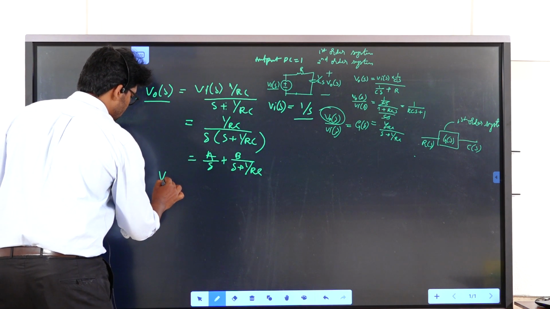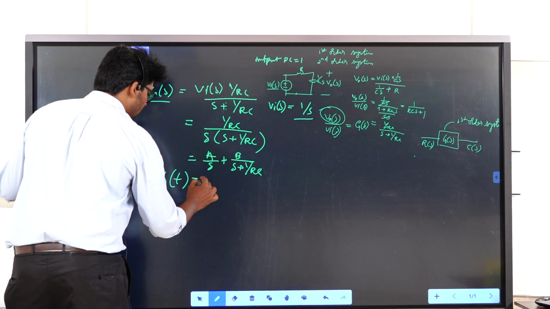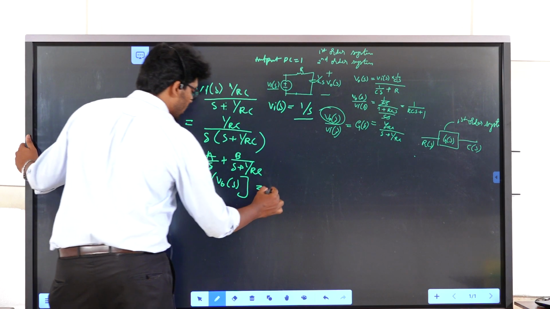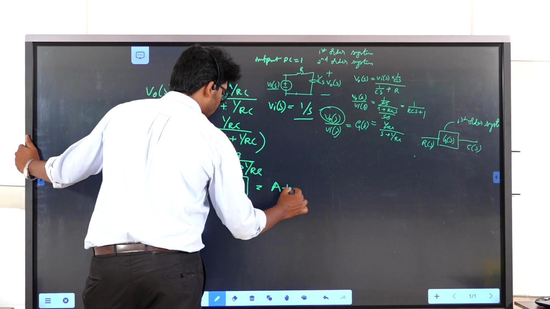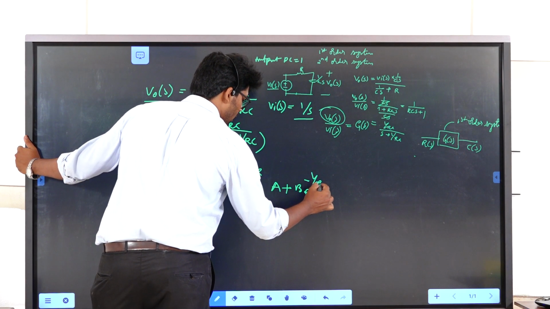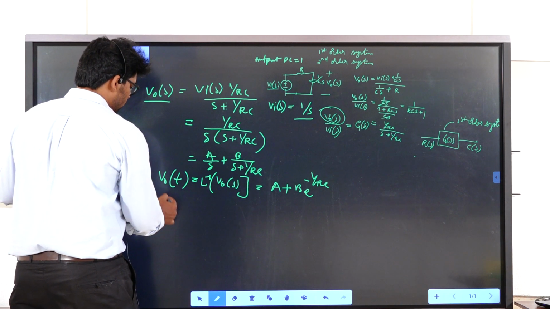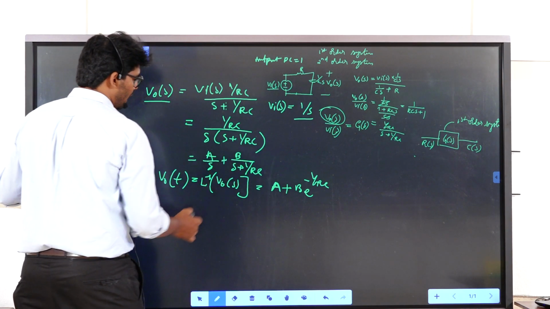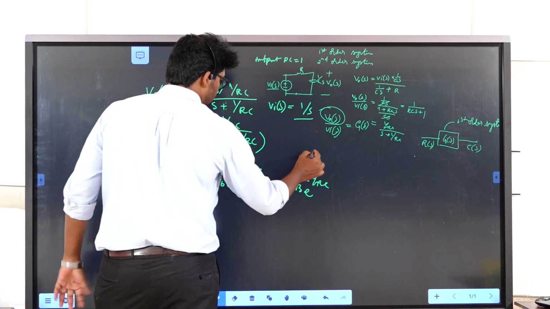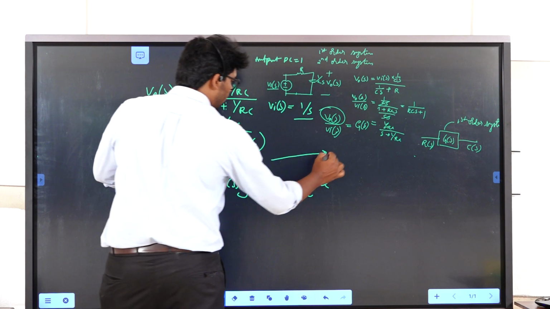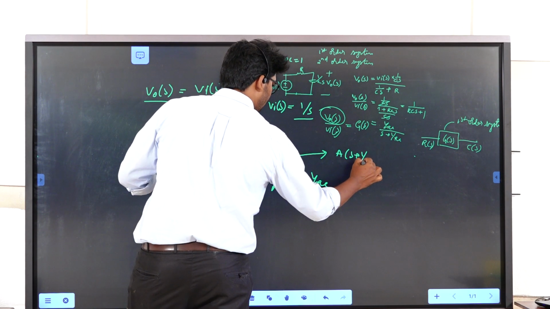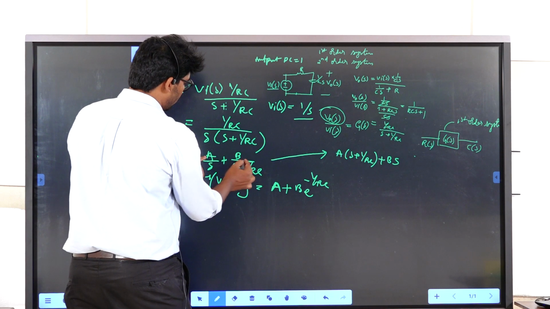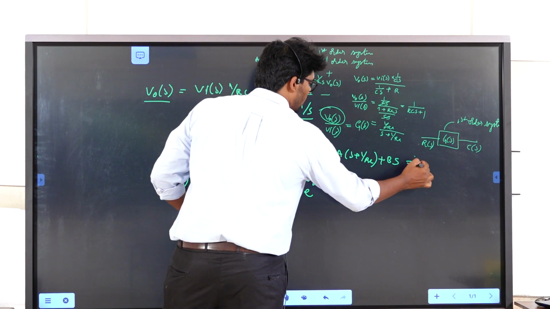So the output response in the time domain is the Laplace inverse of V naught of S. I'll end up with a value of A plus B e power minus 1 by RC. If I want the A and B values, I'll write A into s plus 1 by RC plus B s, so the numerators of these two will be equal to 1 by RC.